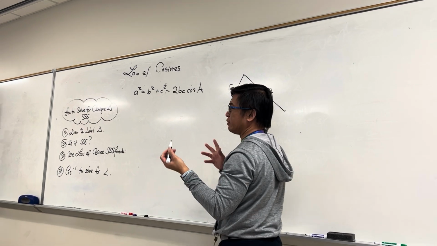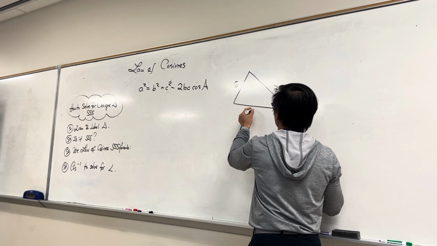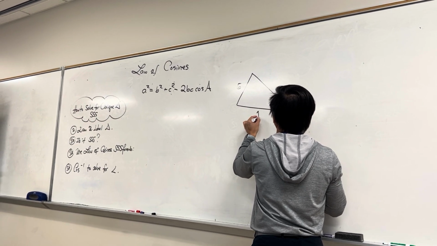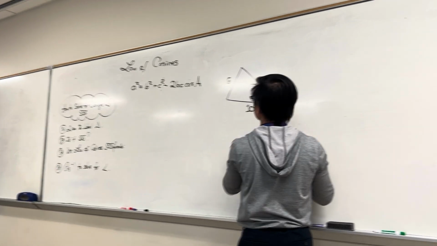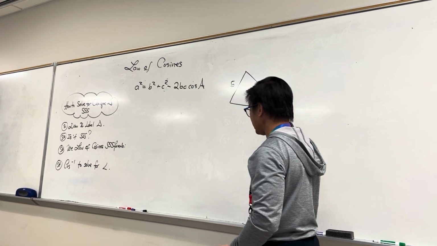It's better if you have a straight edge to do this one here. 5, 7, and 10. Okay, so those are the 3 sides. We draw and label them.